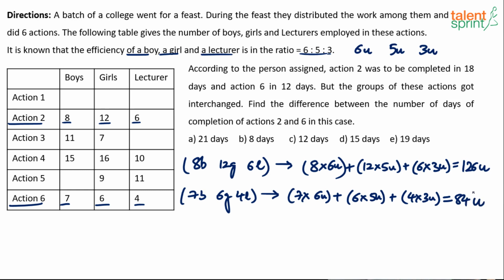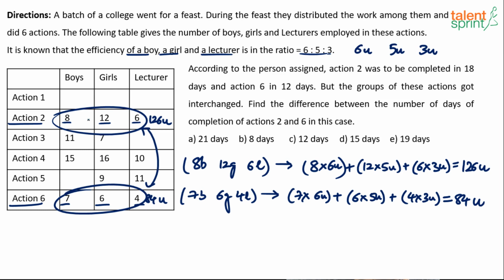So basically what I know is this group here of 8 boys, 12 girls and 6 lecturers can do 126 units per day, and this group here can do 84 units per day. However, the groups got interchanged, they got swapped, meaning action 2 will be performed by this group, which can do 84 units per day, and action 6 will be performed by this group, which does 126 units per day. Are you able to follow?